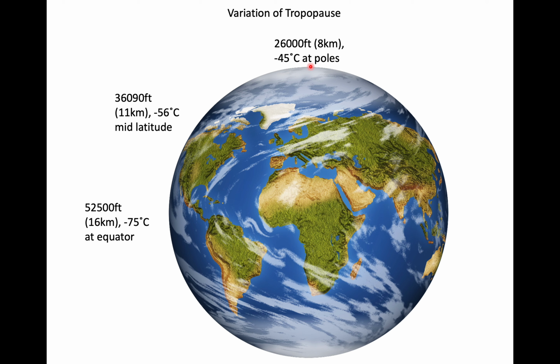Because our air at the North Pole is far more colder and more dense, it's going to be lower. So we've got 26,000 foot and minus 45 degrees. And then if you look at our standard atmosphere, we all know 36,090 foot and minus 56 degrees mid-latitude. And those are our variations. The next section we're going to look at is going to be the Coriolis force and how that also links into this area.